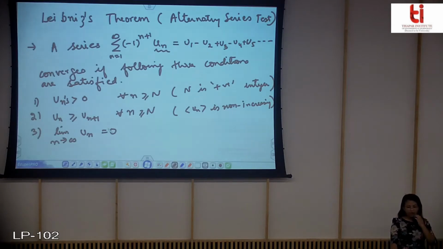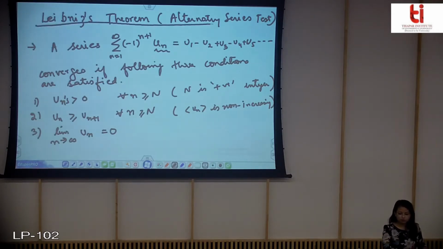Now if any one of the conditions of the Leibniz test is not satisfied, we cannot apply the alternating series test to tell whether the alternating series is convergent or divergent. So firstly we will prove this, and then we will do some examples related to this theorem. So let us prove.